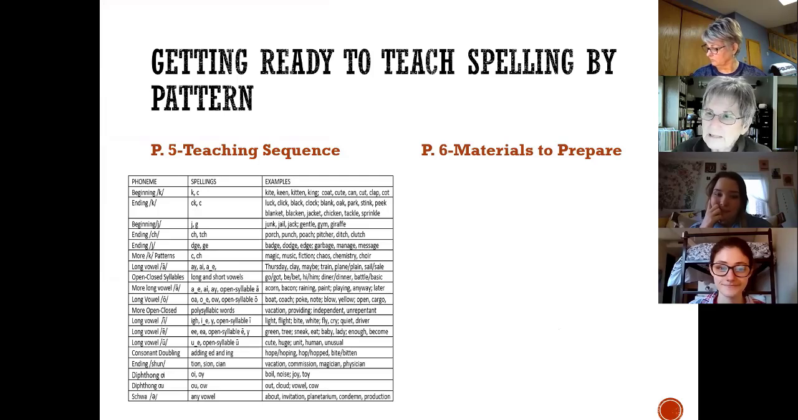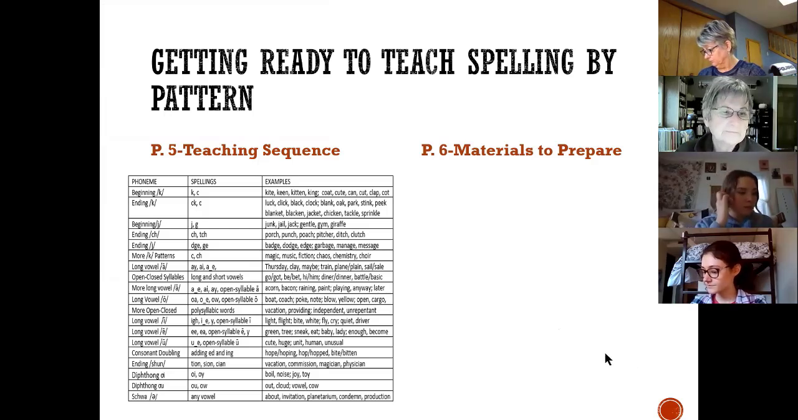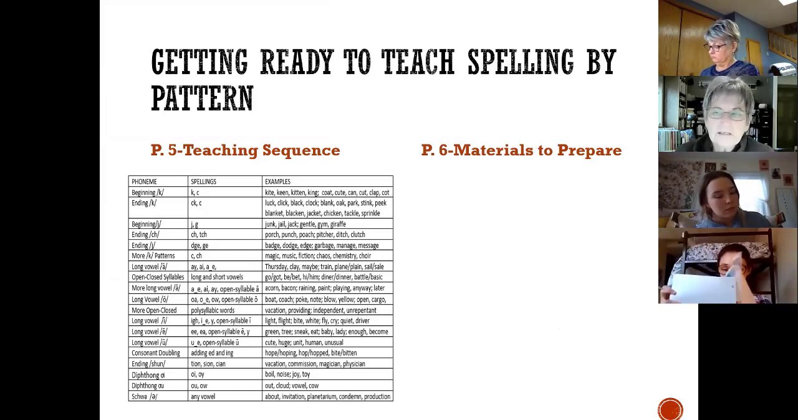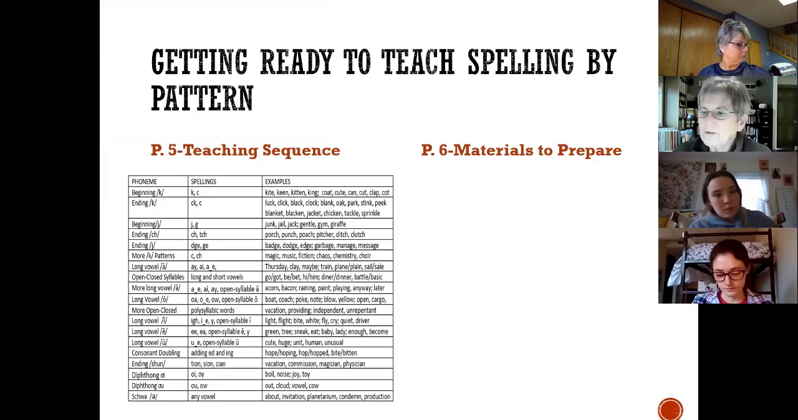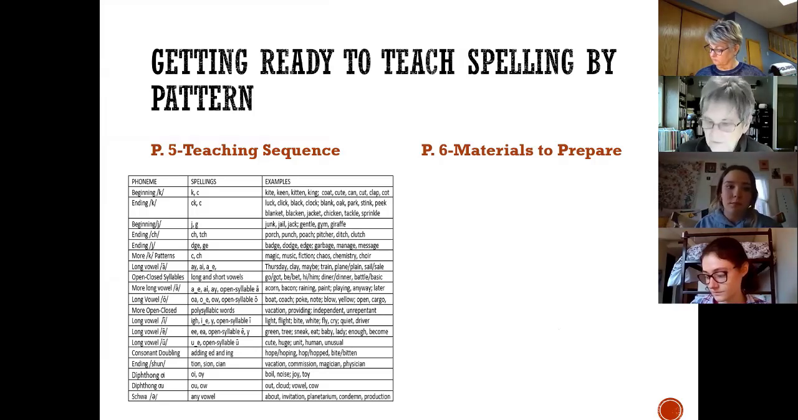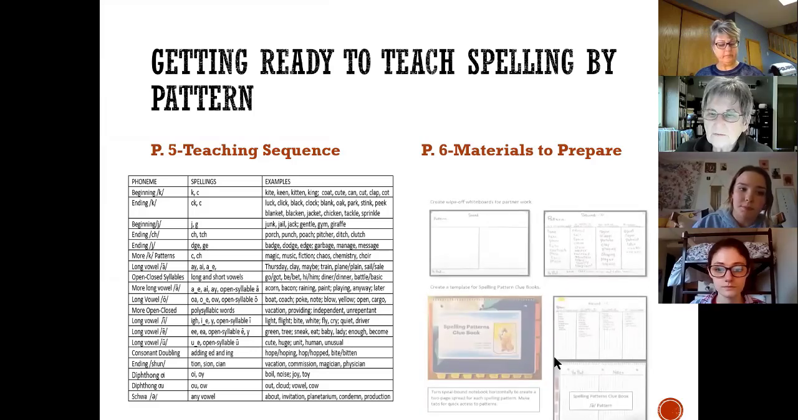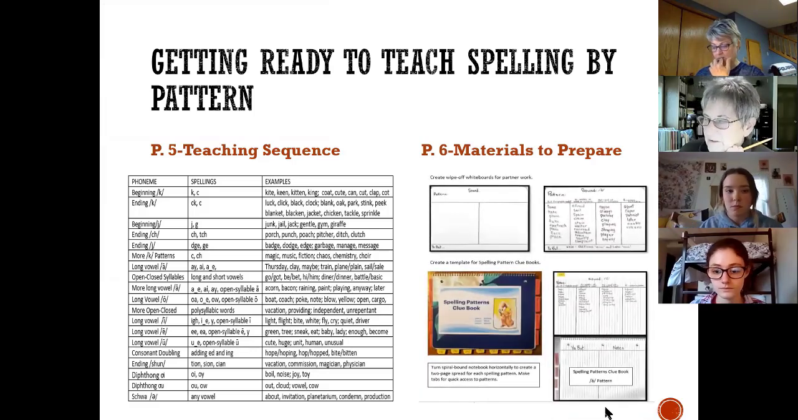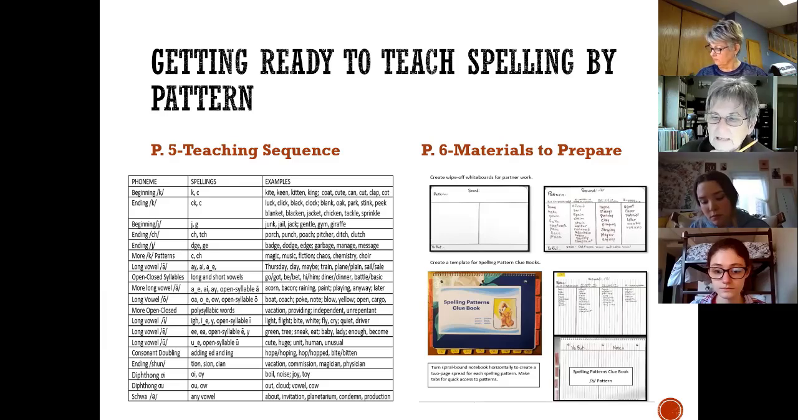So if you look at page 5 of your manual, you're going to see that, oh, you know what? You don't need to do the manual yet. I'm sorry. I'll just show you. This is the teaching sequence. We'll go through that in the manual itself. And then there's also what kinds of materials need to be prepared in order to teach this face to face. And I'll talk about that. You're not going to be doing that. You're still doing it online, but you'll have some materials to prepare.